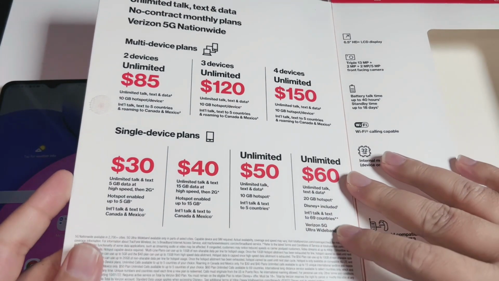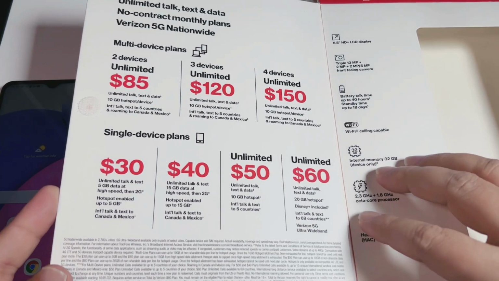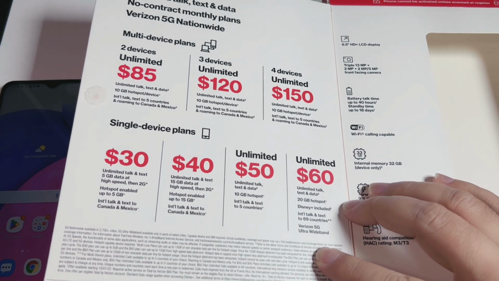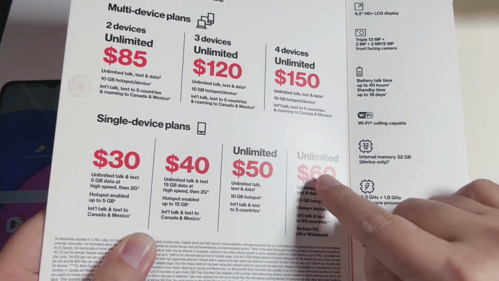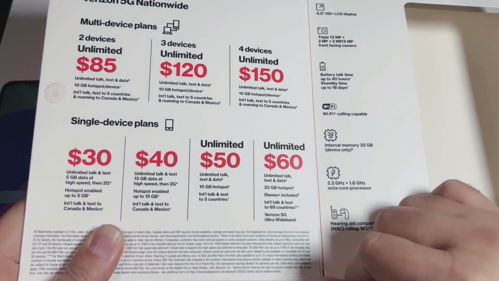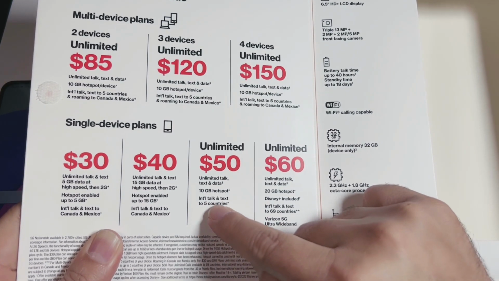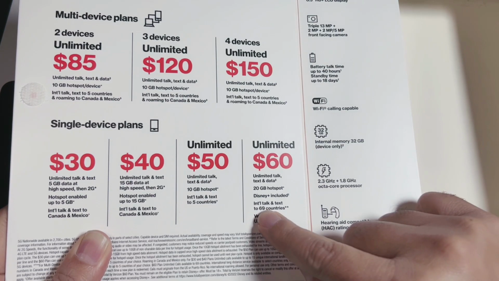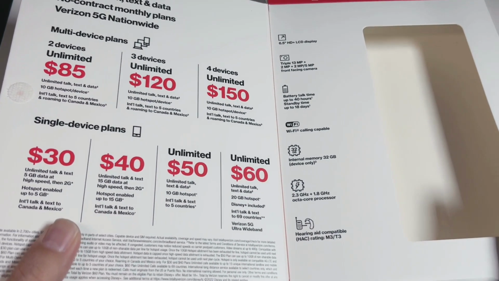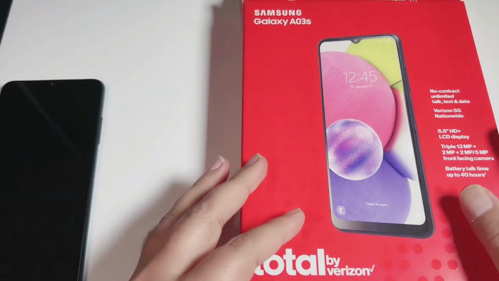Total by Verizon offers international calling to Mexico and Canada in all plans. But if you need calling for other countries, then you have two options, $50 and $60 plan. $50 plan gives you unlimited calls for up to 5 countries from the list, and $60 plan gives up to 69 countries. So there's one technical thing in $50 plan.